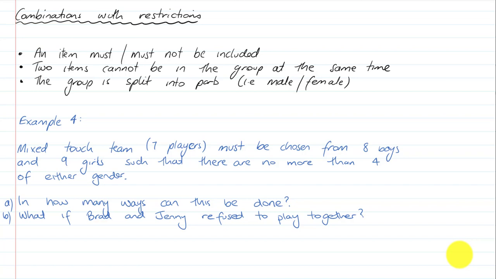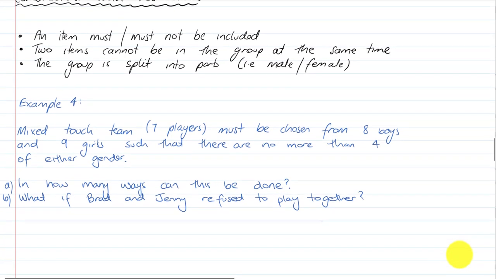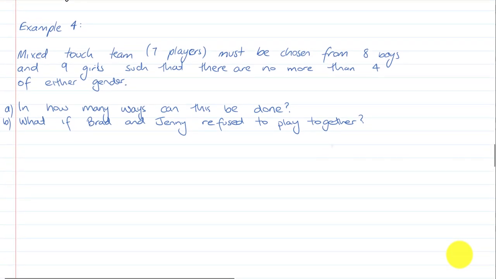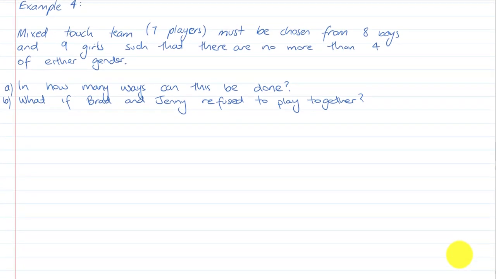In example 4, a mixed touch team of 7 players must be chosen from 8 boys and 9 girls, such that there are no more than 4 of either gender. So we've got an A and a B, and it says, in how many ways can this be done? And then what if Brad and Jenny refuse to play together? So we'll have a look at the Brad and Jenny example, but not quite yet. First, we do need to do A.